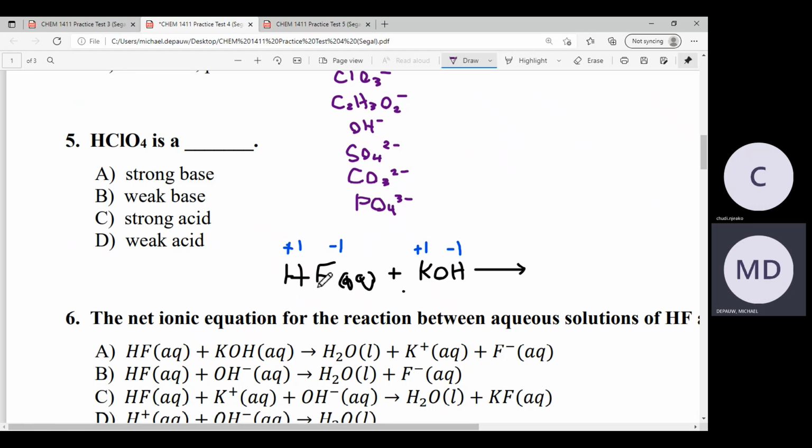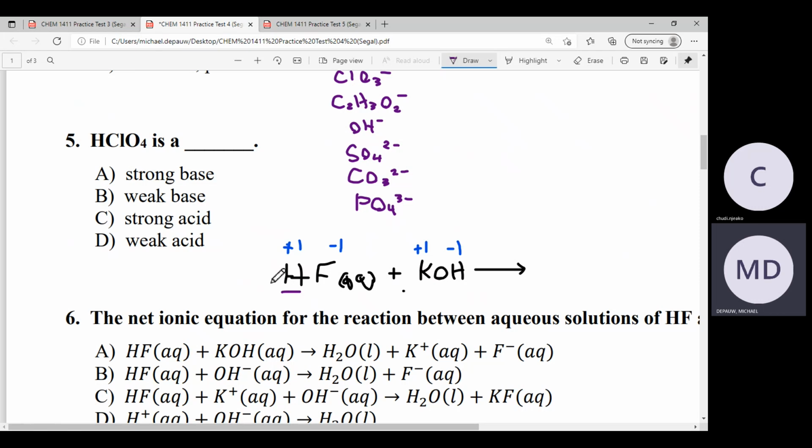There's a +1 for hydrogen, -1 for fluorine, +1 for potassium, -1 for hydroxide. So this is a double replacement reaction. You recognize when you have two ionics, or ionic-like types of things, this is going to be a double replacement. So the positive charges are going to switch places. So hydrogen from HF is going to go with what on the other side? OH, yep. So H is going to switch places with the potassium, with the K.